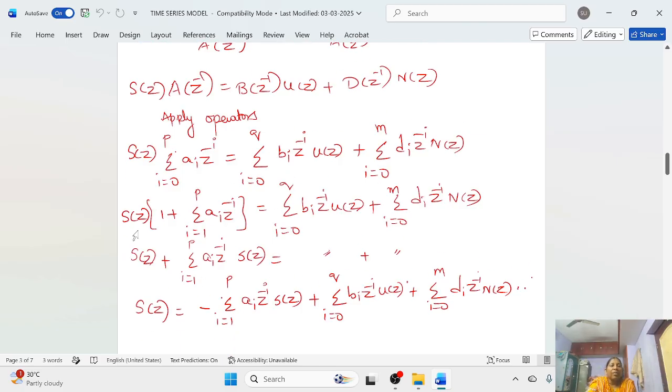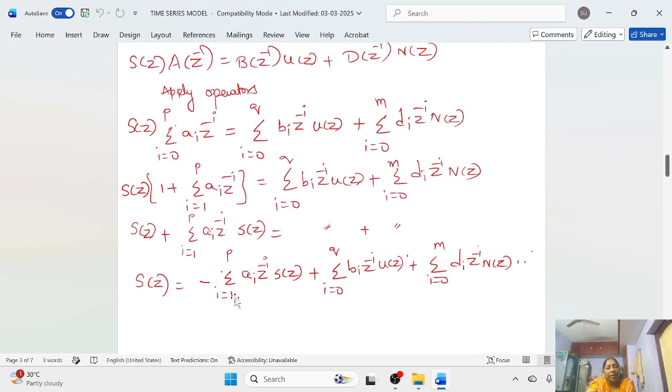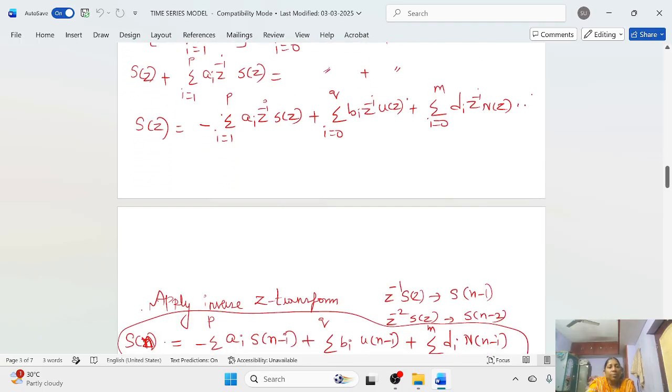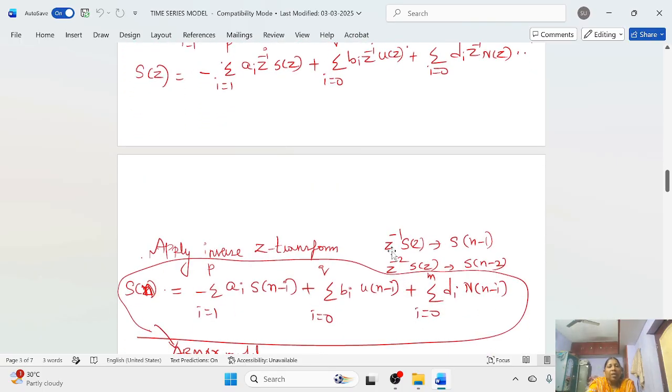Now we can multiply the S of Z with this expression, keeping S of Z alone on the left-hand side and bringing the term AI Z power minus I into S of Z to the right-hand side. It becomes a negative expression. So this is the expression we will be getting. To this expression, when you apply the inverse Z transform, Z inverse of S of Z is called S of n minus 1, and Z power minus 2 of S of Z becomes S of n minus 2.